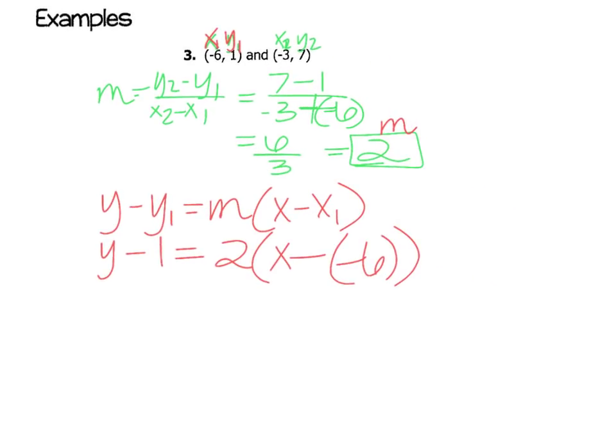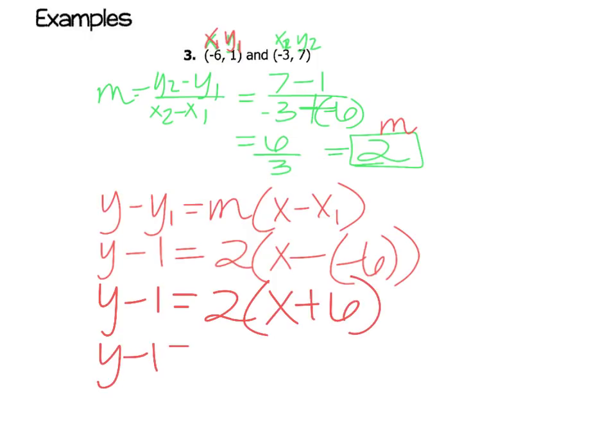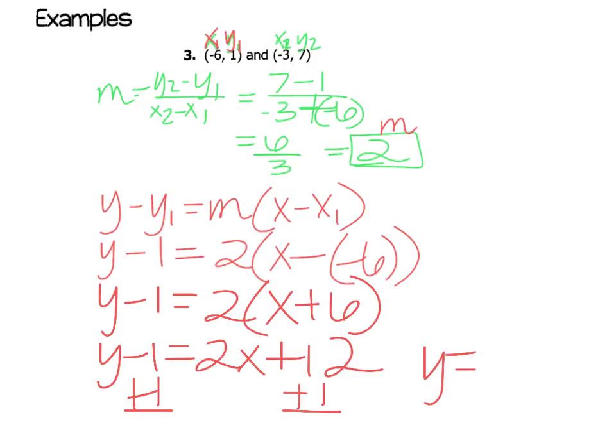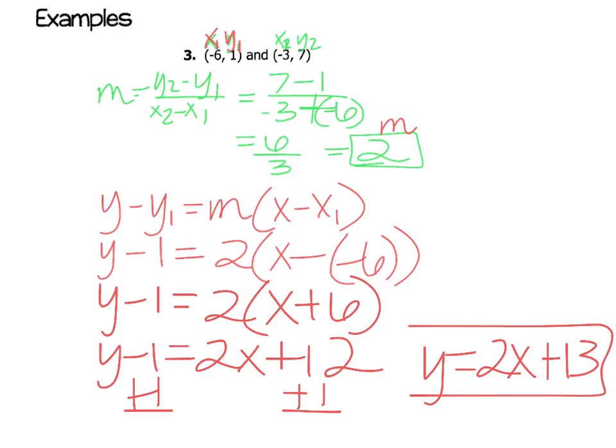Give ourselves some more space here. Now we're just going to simplify. So we have y minus 1 equals 2 times x plus 6. Distribute on the right side, so we end up with 2x plus 12. Add 1 to both sides. So we end up with y equals 2x plus 13. And that's our final answer.